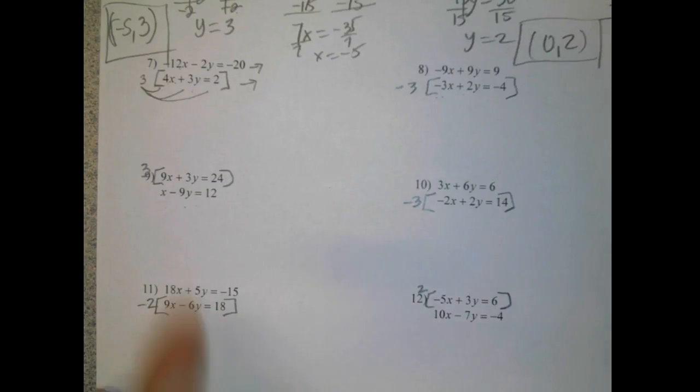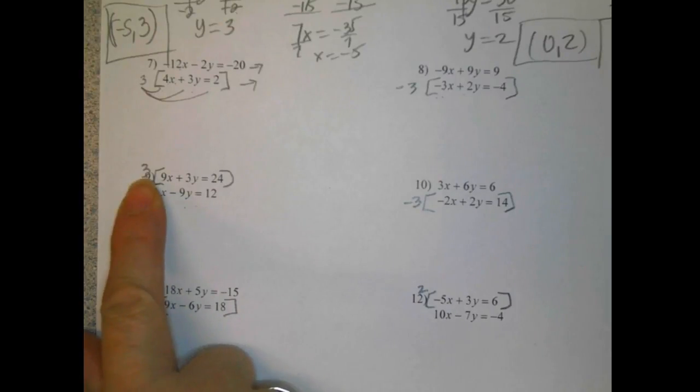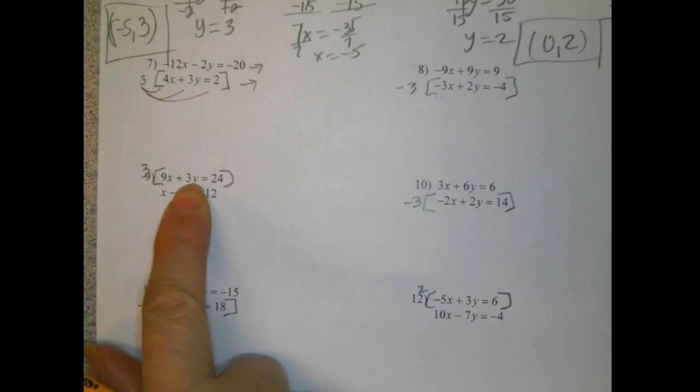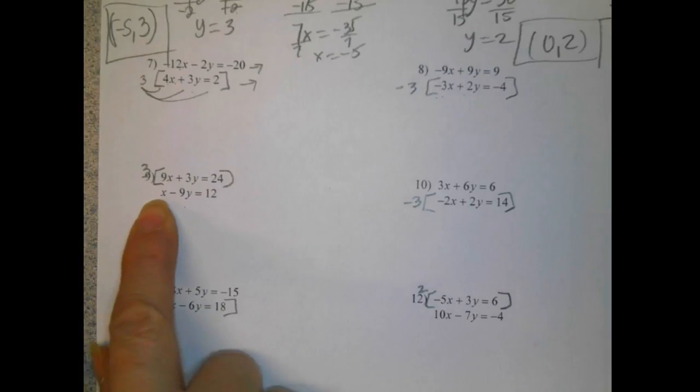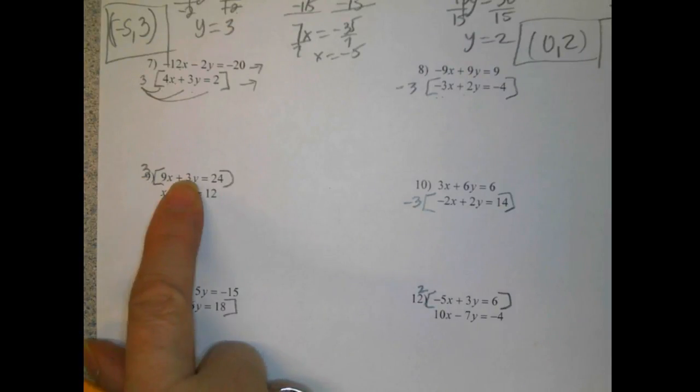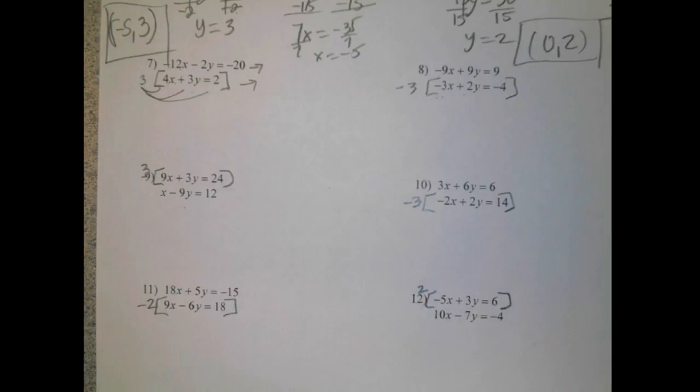So for number 9, check your answers. Make sure that you're multiplying. I multiplied the top one by 3 because I'm going to eliminate my y's. They already have opposite sign. Do I want to multiply by 9? That's too big of a number, right? If I can multiply times 3 and eliminate my y's, that might be the better deal for me.